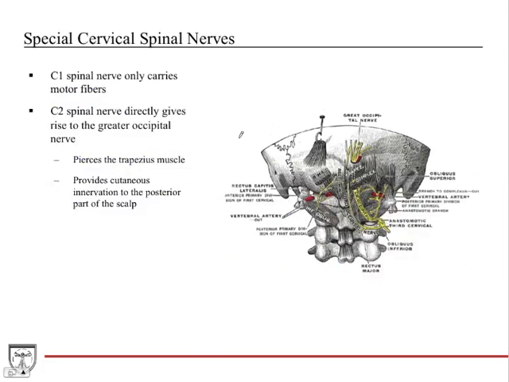So, some special cervical spinal nerves. C1, that spinal nerve only carries motor fibers, so no sensory going on with that. C2, this is more high yield, the greater occipital nerve. This is something that anatomy professors love to tag on a practical, okay? So if you're doing a cadaver-based course, make sure you find this, or if you have a prosection in the lab, make sure you find this because you do not want to have any surprises.